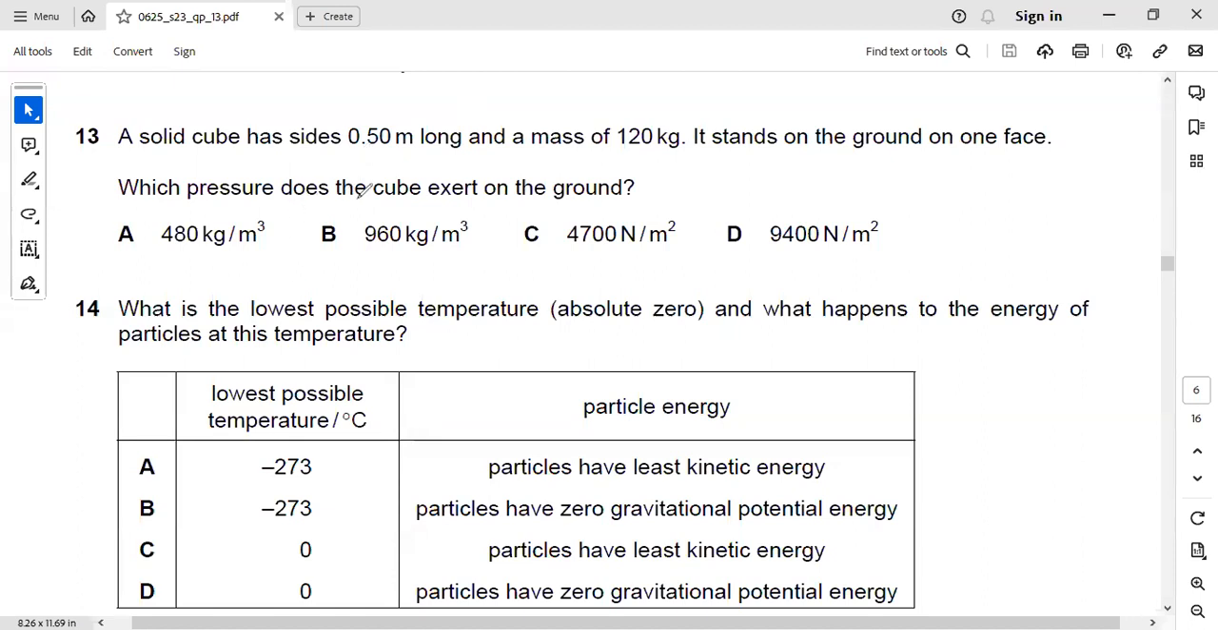A solid cube is 0.5 m long and has a mass of 120 kilogram. It stands on the ground on one face. Which pressure does the cube exert on the ground? So here pressure is equal to force by area. Force can be written as mass into acceleration, divided by area.